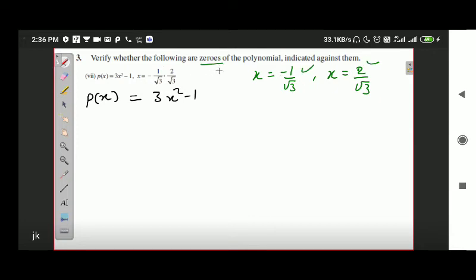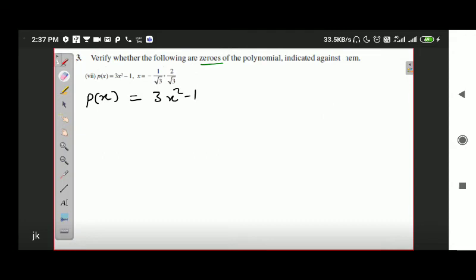That means we check whether the value of p(x), when we put in these values of x, is going to be 0 or not. We want to check whether the value of the polynomial for these two conditions is 0. If the value of the polynomial is 0, then that value of x is the 0 of the polynomial. And if the value of the polynomial is not 0, then that is not the 0 of the polynomial. Okay, then let's see.